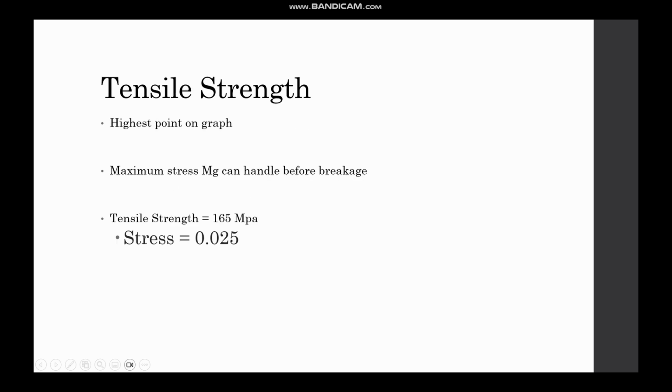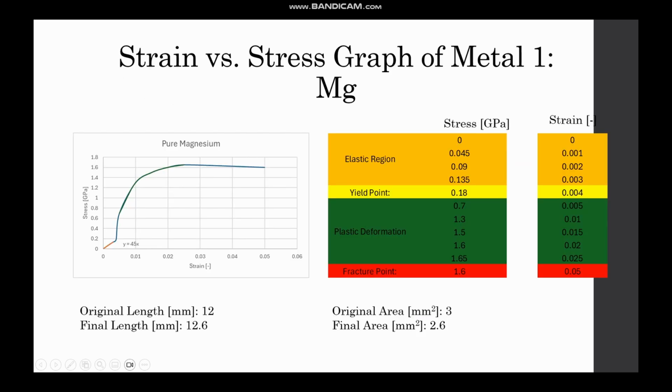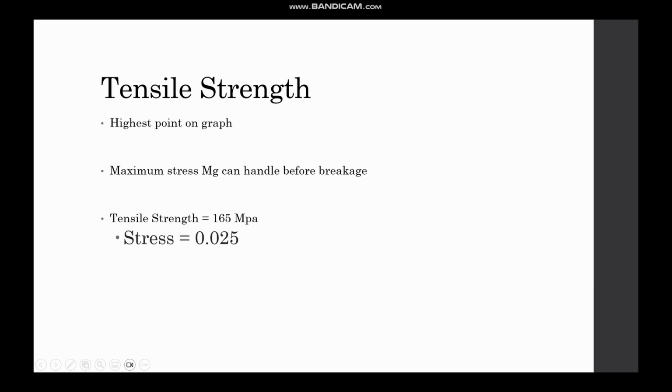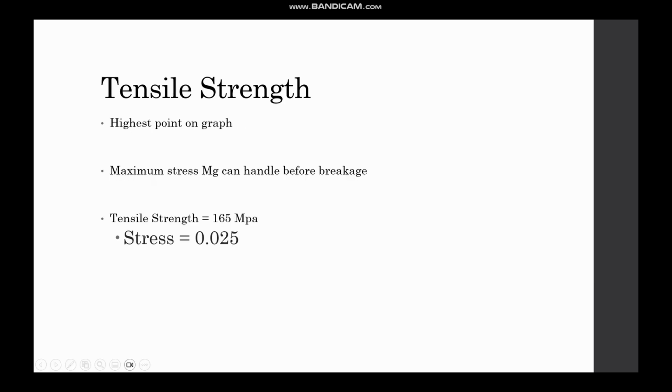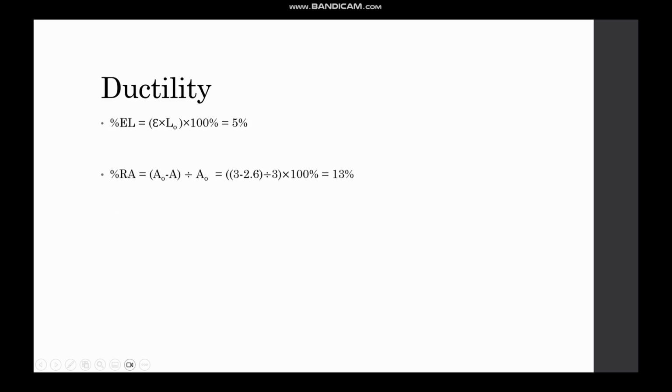Tensile strength, this is the maximum stress that a material can handle before it breaks. This is also the highest point on the graph. So looking at the graph of magnesium, the highest point is right around this green area here. And that point is around 165 megapascals for our value of tensile strength.